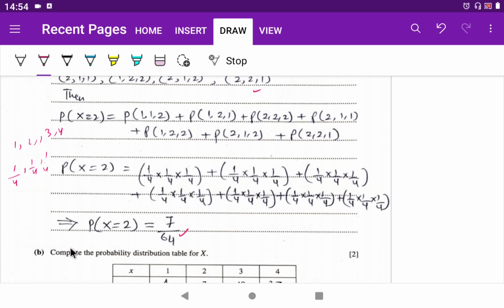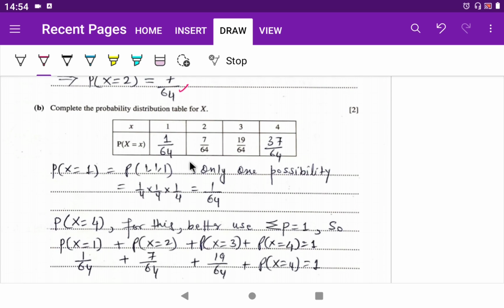Now question number B, complete the probability distribution table for x. So the first question is when the highest number is only 1. There is only one possibility, when all get 1, 1, 1. So x is equal to 1 means (1,1,1), only one possibility. So 1 by 4 multiplied by 1 by 4 multiplied by 1 by 4, and I will get 1 upon 64. When x is 2, 7 upon 64, and when x is 3, 19 upon 64.